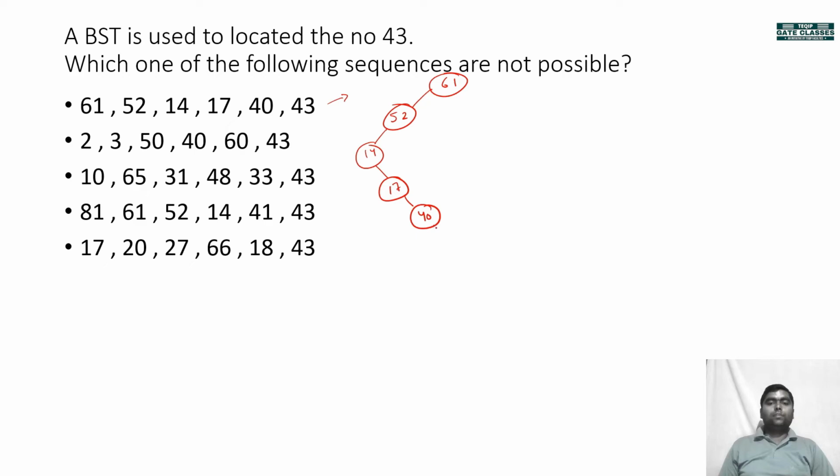And then 43. 43 is also this. So this and this is possible. So that's why this is possible. Okay. Now the second, take the second one.